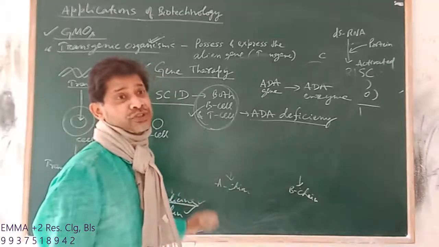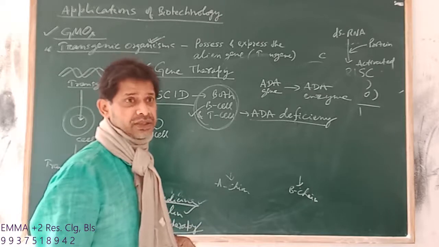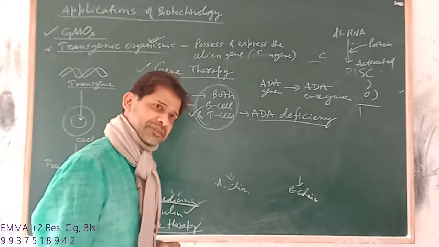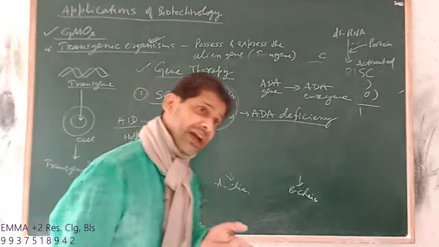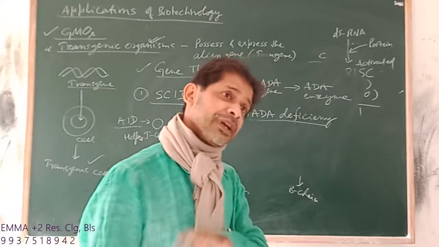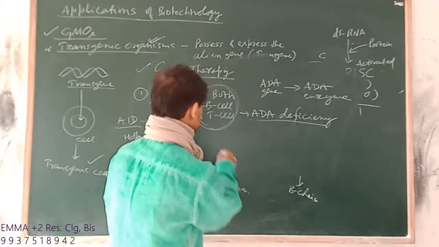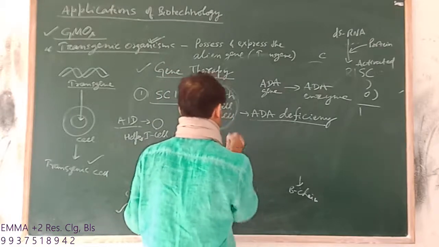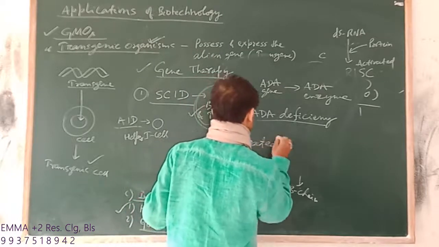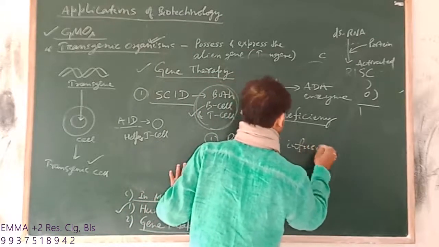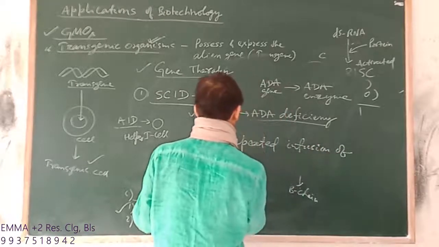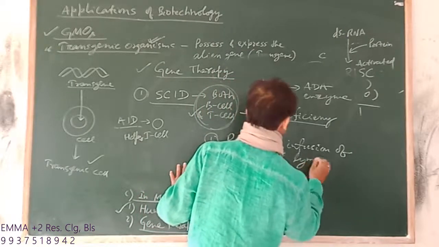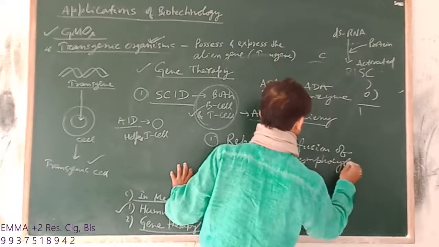So what are the choices of gene therapy? How can we treat this? Treatment can be done before birth. That is the real gene therapy. And treatment can be given after birth. After birth, what are the possibilities? Possibility number 1, repeated infusion of engineered lymphocytes. This is the first choice.